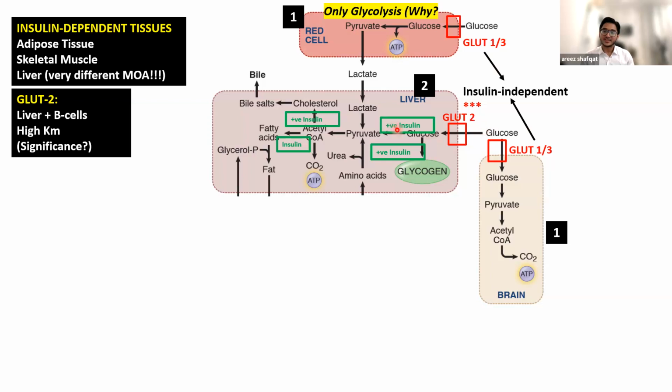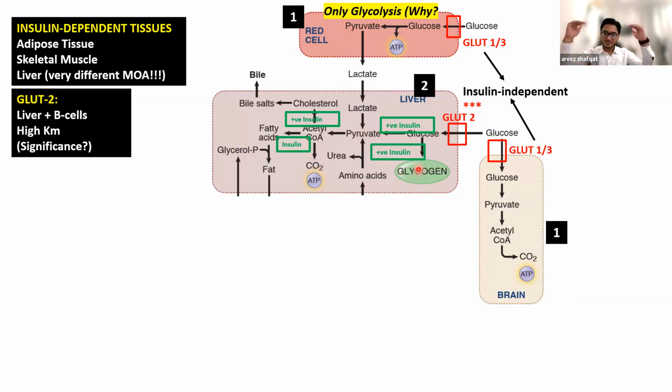Insulin tells the liver to activate glycolysis. So this is glycolysis, glucose to pyruvate. Then pyruvate generates acetyl-CoA, and that generates ATP. Once the ATP is enough, insulin tells the liver to synthesize glycogen by activating the enzyme glycogen synthase by dephosphorylation.